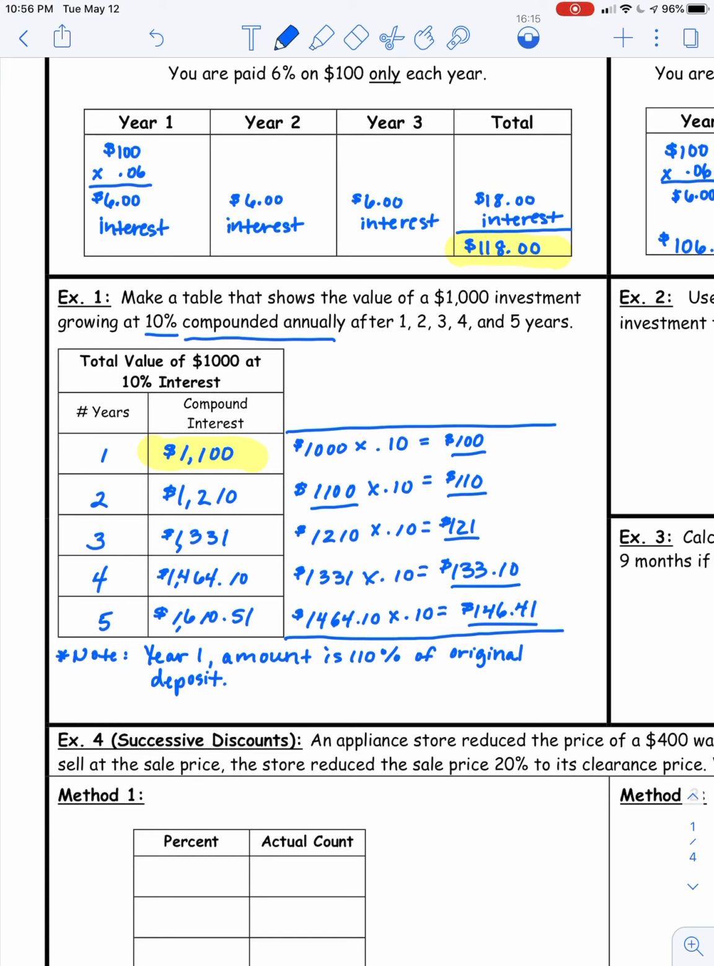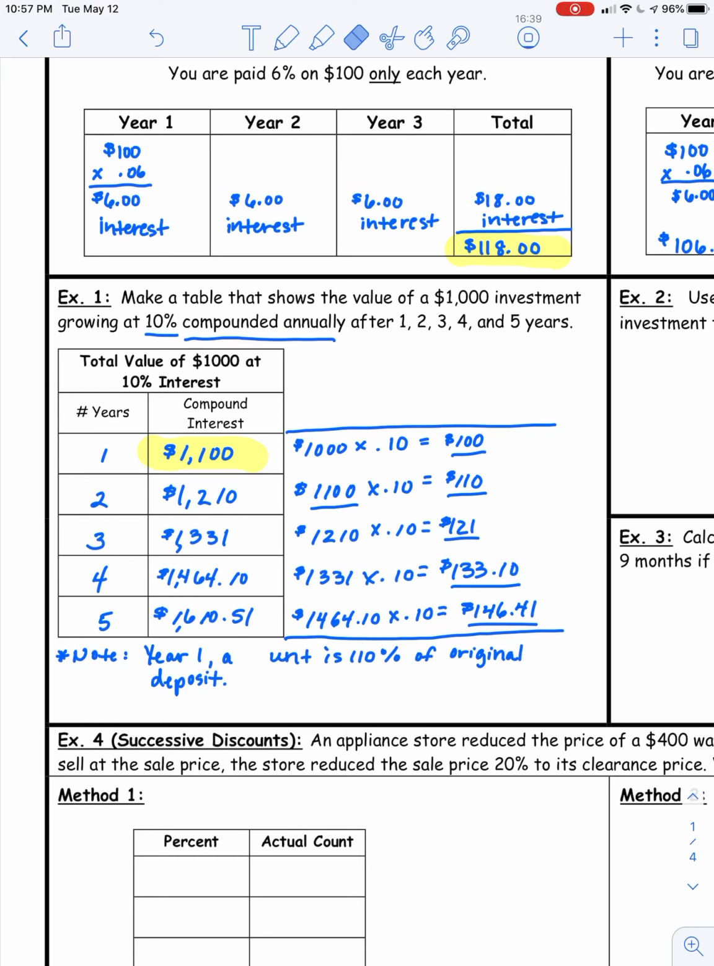So how do I figure that? Well, my deposit was $1,000 and then I made $100. So the deposit that I put in there, the $1,000, was 100% of my principal. And then the $100 that I earned in interest is the additional 10%. So that together is 110%. Now let's think about that 110%.